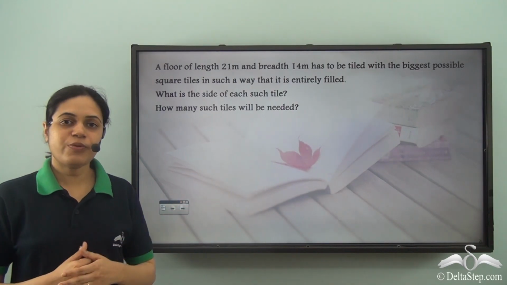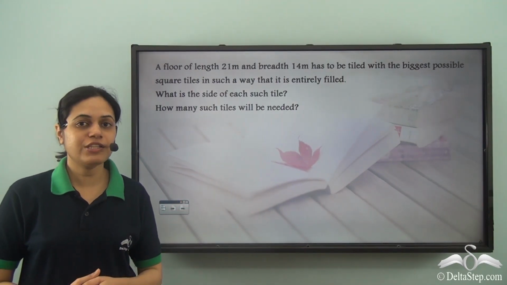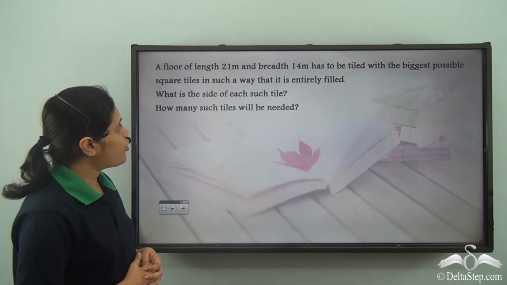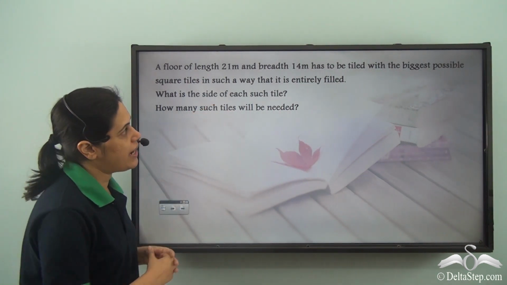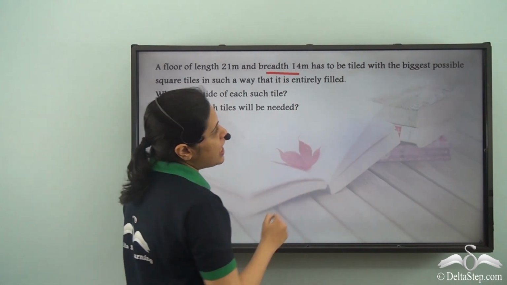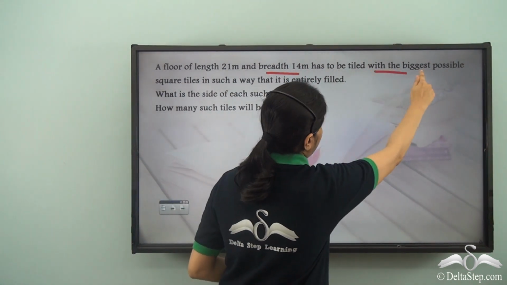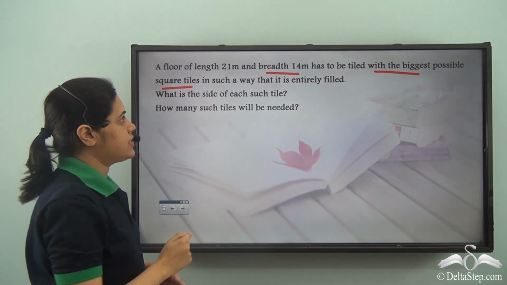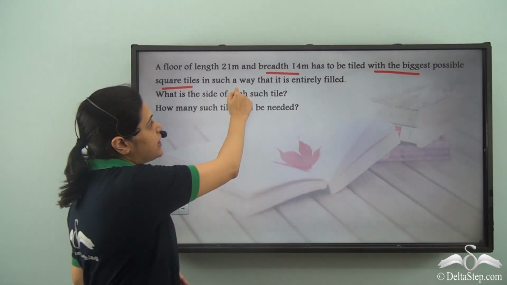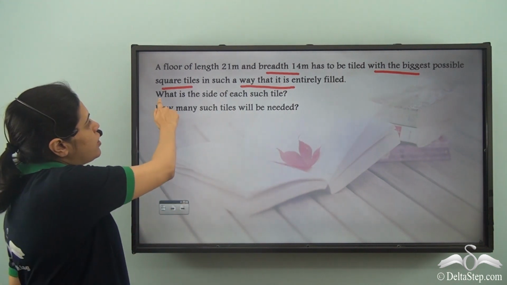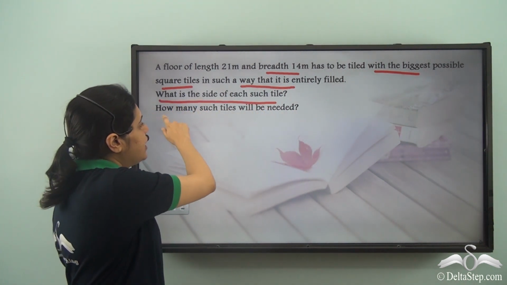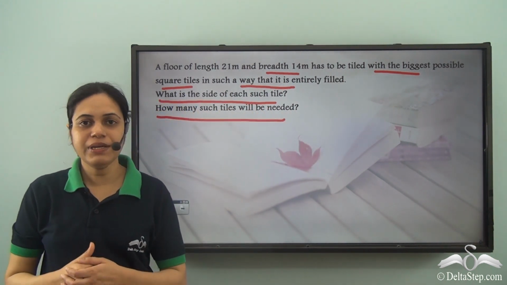So we have got this problem here. Let us see how we can solve it. A floor of length 21 meter and breadth 14 meter has to be tiled with the biggest possible square tiles in such a way that it is entirely filled. What is the side of each such tile and how many such tiles will be needed?